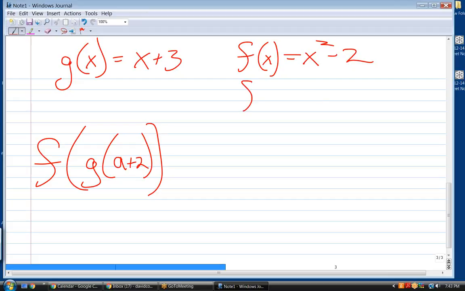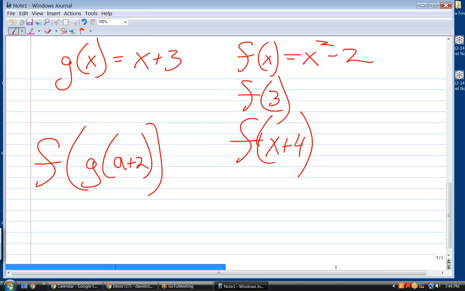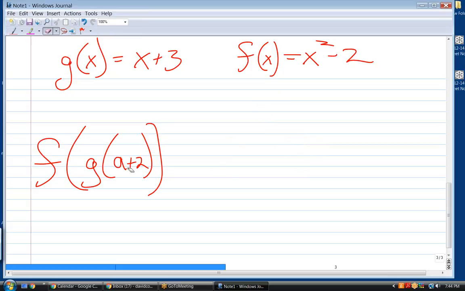If I say what is f of 3, what do you do? You plug in 3 for x. Okay. If I say f of x plus 4, what do you do? You plug in x plus 4 where x is. Okay. Let's work this from the inside out. What is g of a plus 2? A plus 2 plus 3, which is a plus 5.